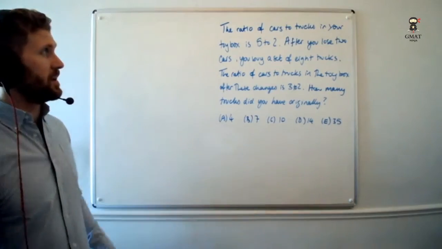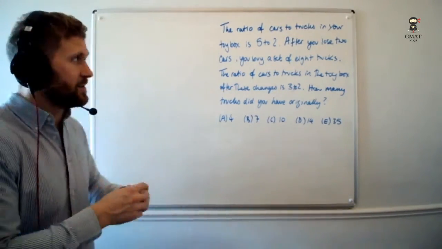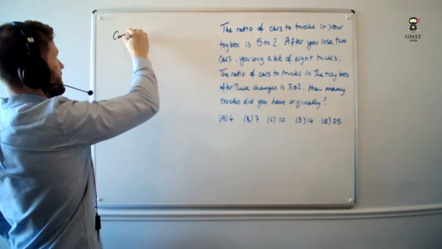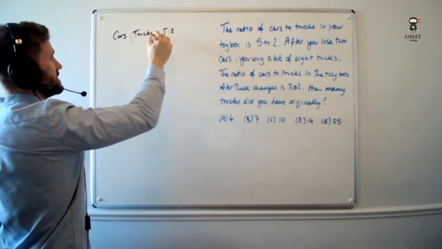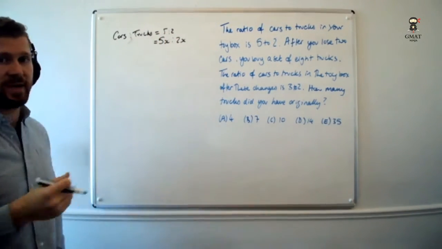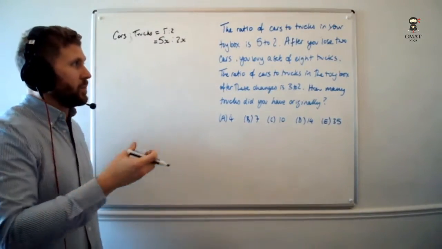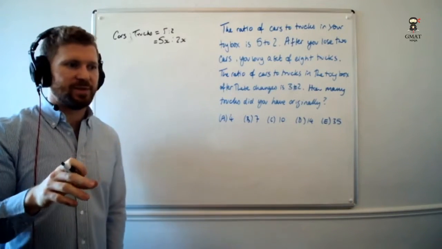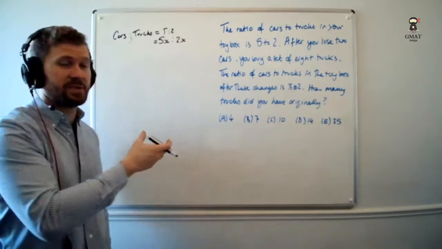So I know at the start that the ratio of my cars to trucks in the toy box is 5 to 2. And again, I can say the total number is 5x to 2x if I knew what x was. I don't at the minute, but that's where this question is going to go. Now I can make some changes, and that would tell me the total number of cars and trucks I've got after the changes, which would be equal to the final ratio.